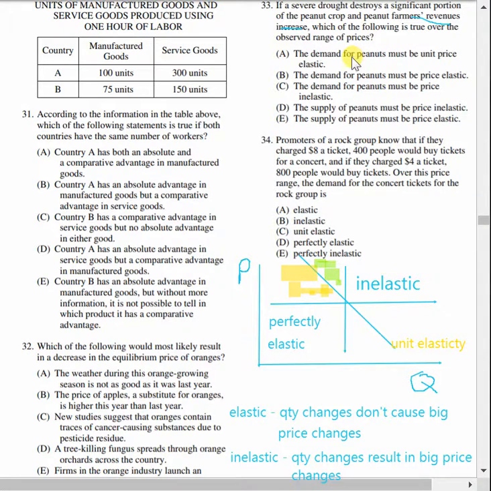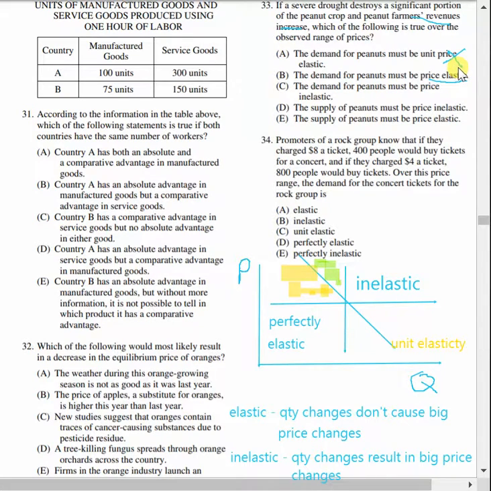The demand for peanuts must be unit price elastic. So we know that's not true. A unit price elasticity would have meant that for every bit he didn't produce, the price would have gone up, but up by the same amount. So his net revenue would have been the same with unit price elasticity. Okay, choice B, the demand for peanuts must be price elastic. So price elastic means the price doesn't change very much, but we just said the price had to have changed enormously to make more revenue on less quantity, so that is also incorrect.